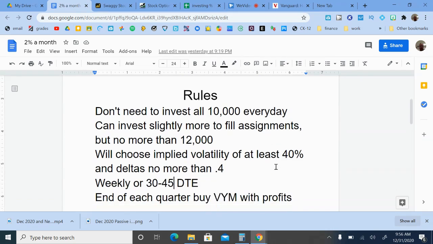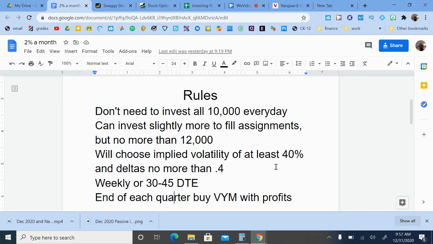I'm going to do from weeklies up to about 30, 45 days till expiration. I'm going to probably stagger depending on what I like in the particular positions and the news. I might do some weeklies or I might do some monthlies.